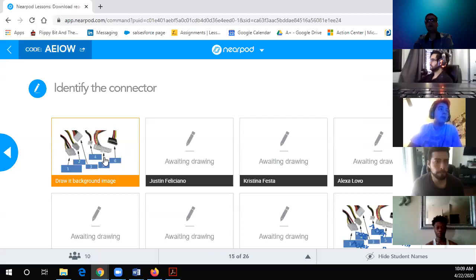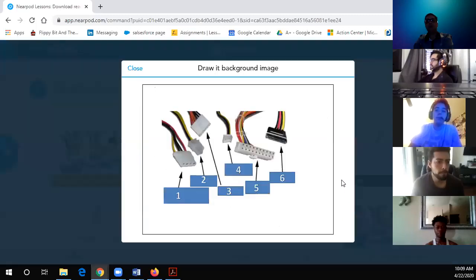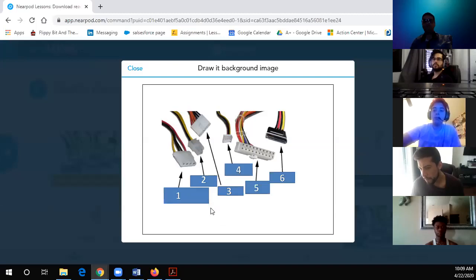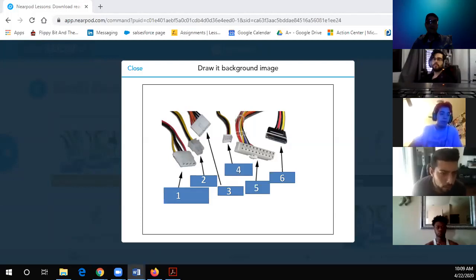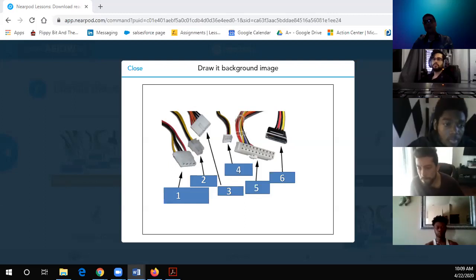So, anybody want to tell me what number 1 is? It's a Molex 4-pin connector. Yeah. Okay. What is number 2? PCI. Okay, PCIe Express. I heard that. Or PCIe. I'm just used to saying Express. Okay, okay. Number 3.